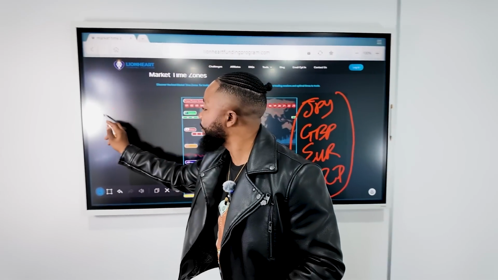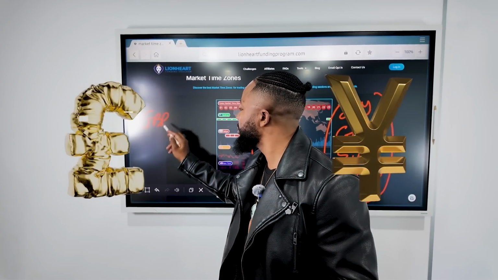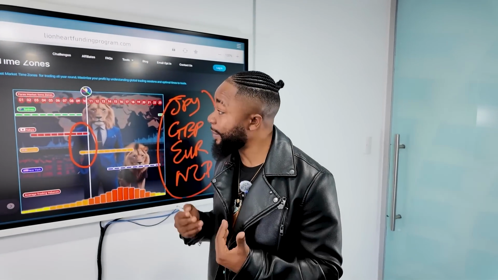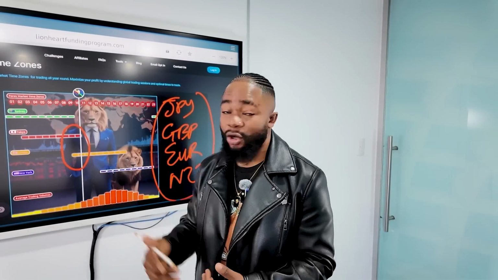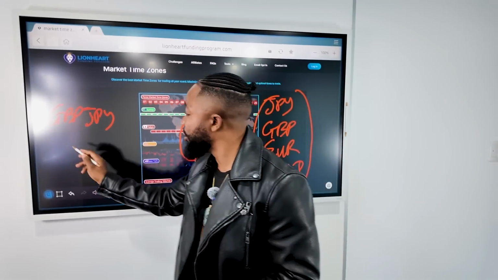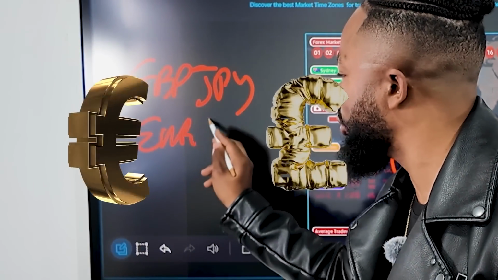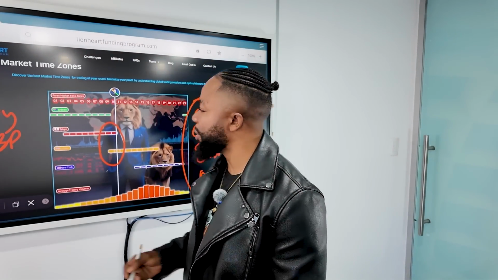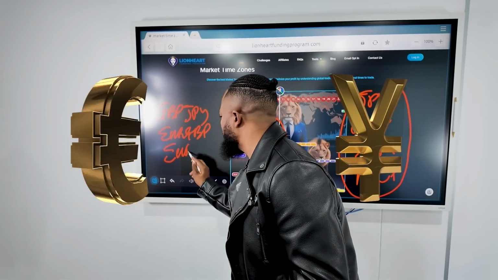You can trade a currency pair like Great Britain pound JPY. As of now, that's going to be a very volatile pair. You can trade a currency pair like Euro, Great Britain pound. You can trade a currency pair like maybe Euro, JPY.